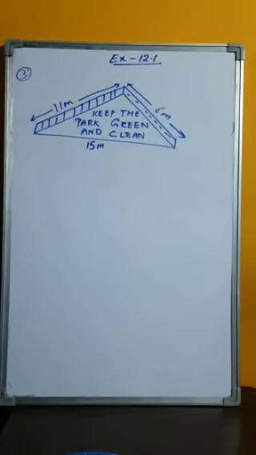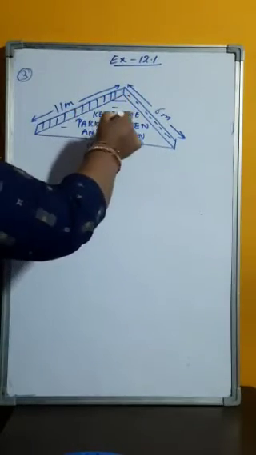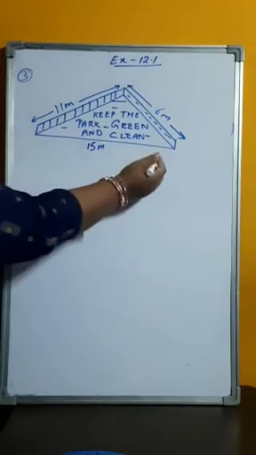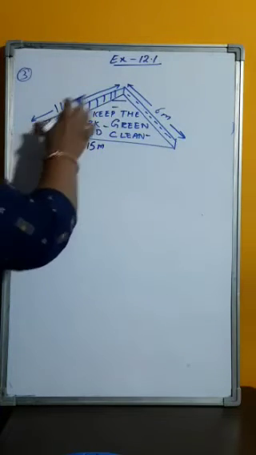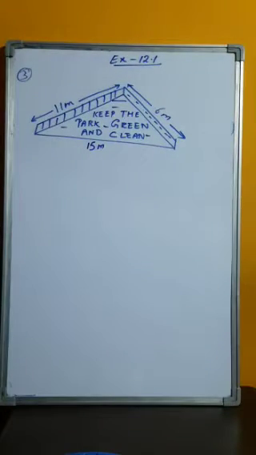Question number 3 says, there is a slide in a park. One of its side walls has been painted in some color with a message, keep the park green and clean. Means this part is painted. If the sides of the wall are 15 meter, 11 meter and 6 meter, we have to find the area painted in color. You can see this side is 11, this side is 6 and this side is 15. All the 3 sides of a triangle are given. Easily by Heron's formula you can find the area of this triangle. So you will find it out.